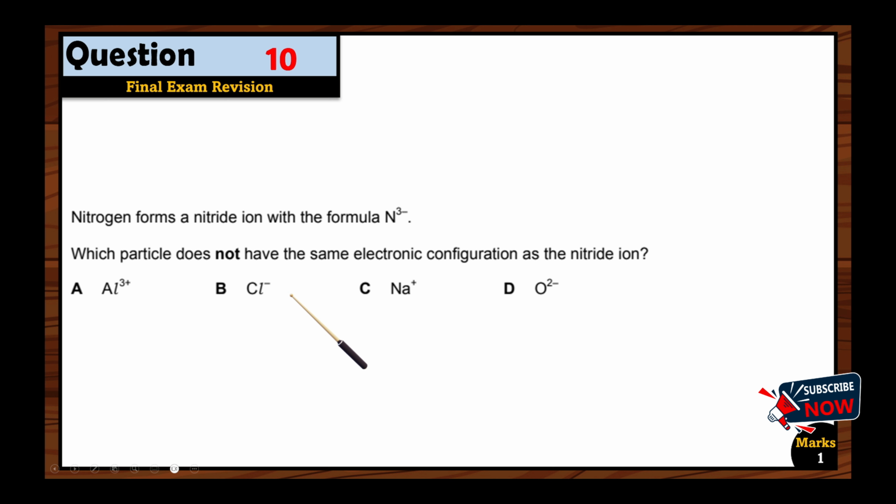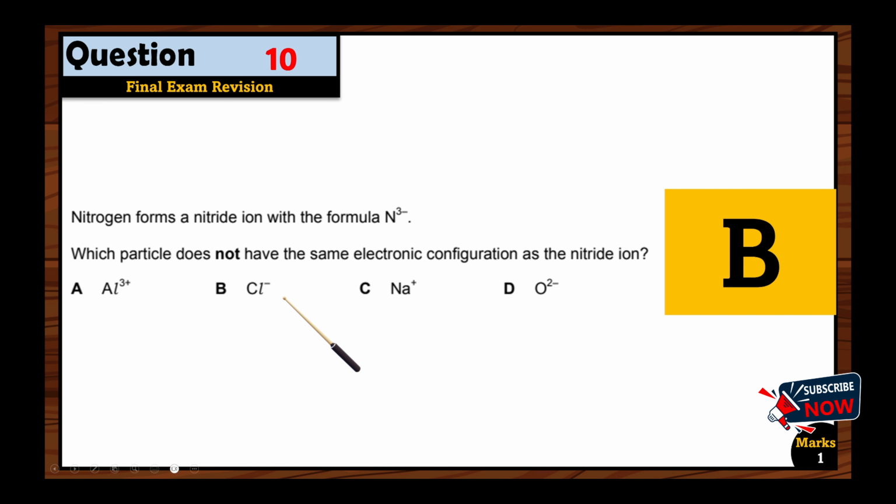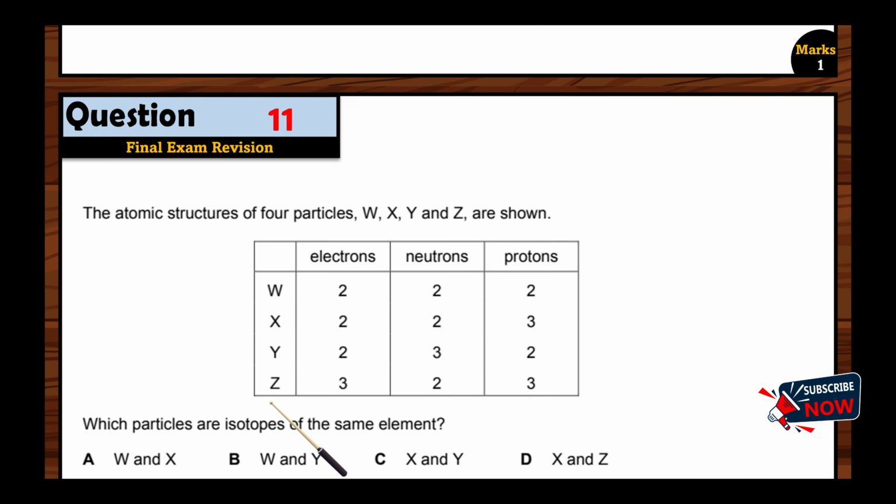Let's come towards chlorine now. Chlorine has 17 electrons. If it gains 1 more electron, it will become 18. So it will have 18 electrons. But if you see, the nitride ion has only 10 electrons. So it means option B is right. Chlorine doesn't have the same electronic configuration as the nitride ion. You don't need to look at sodium and oxygen because we already found the chlorine option.